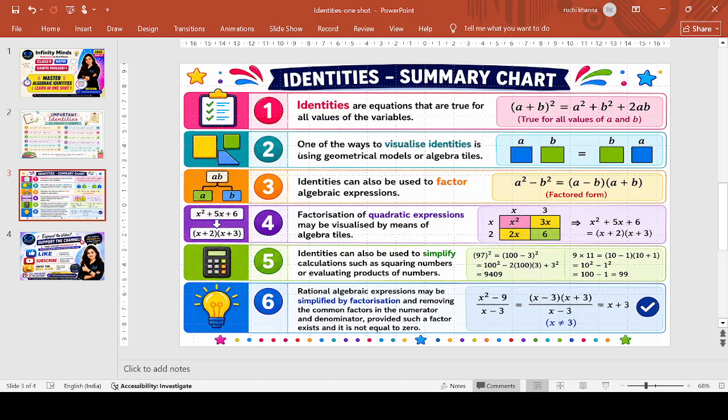Let's proceed. Point number 2. One of the ways to visualize identities is using geometrical models or algebraic tiles. Algebra tiles, these are with your activity pool. Different color sheets when you use. Okay, I'll try and put some activities also. Maybe in a few days time, you can expect an activity coming up in one of my videos. Point number 3, identities can also be used to factor algebraic expressions.